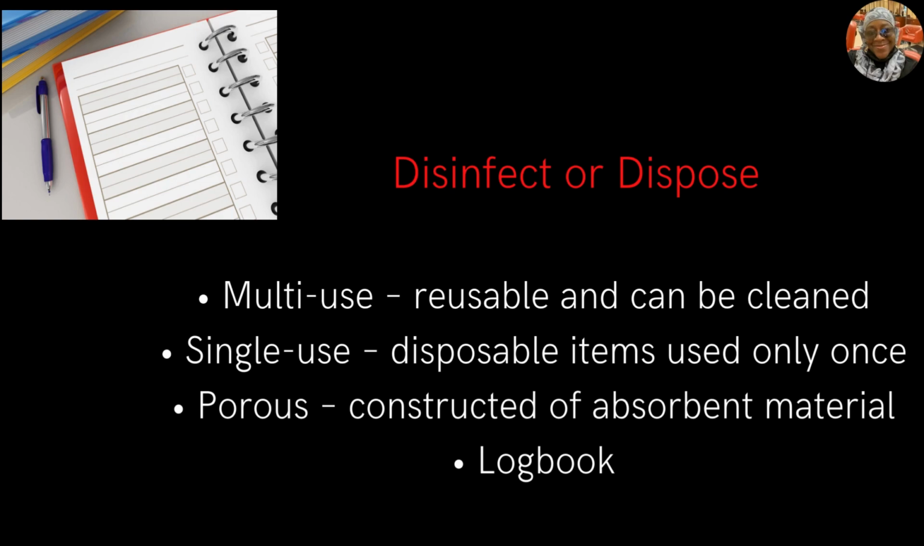Disinfect or dispose. You need to know when something can be disinfected and when it needs to be discarded. Multi-use means reusable, it can be cleaned, and it's non-porous. Single-use means disposable items used only once. Porous means constructed of absorbent material. And then you need a log book to record when you are disinfecting certain equipment.